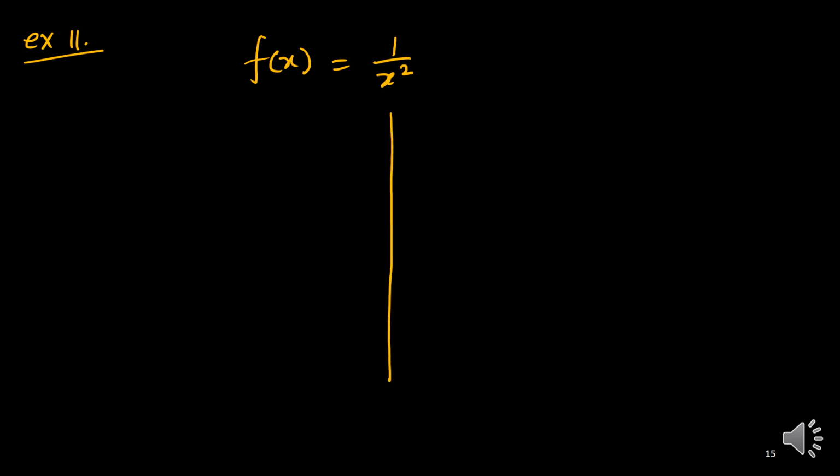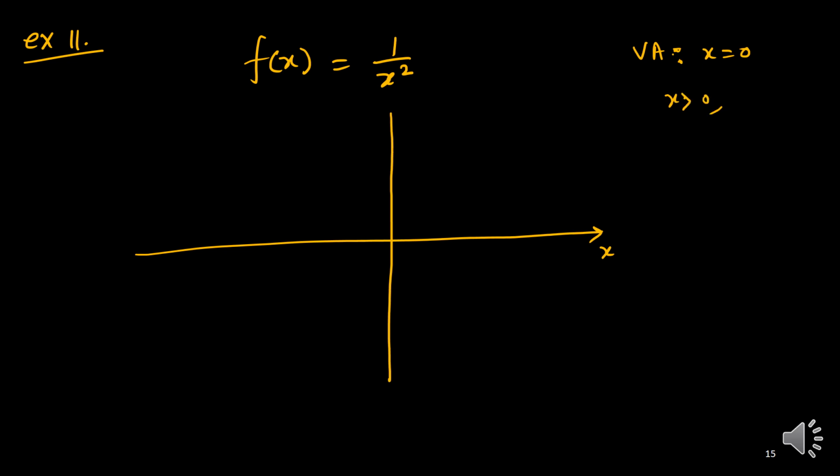So if I want to draw this, this is your x. Now you can look at this. So what are the asymptotes? The vertical asymptote is x equals 0, so the y-axis is the vertical asymptote. Now when x is more than 0, f(x) is also more than 0, and when x is less than 0, f(x) is also positive because the square term is there.